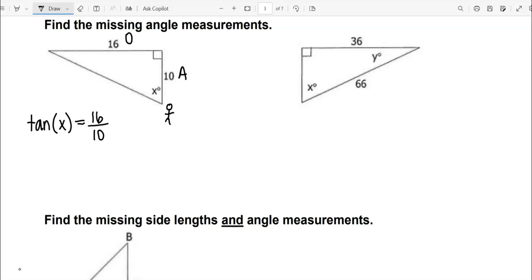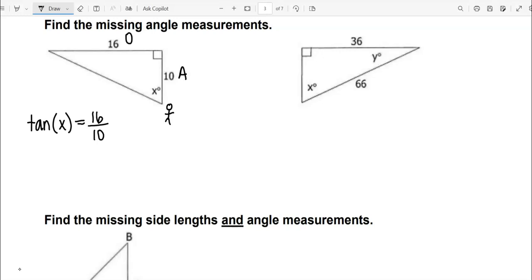All right. From here, what's the issue? The variable's inside the parentheses. What are we going to have to undo to get to X? What's bothering X? Tangent. But I've recently told you that tangent and X are like married, right? Like you can't just pull them apart.